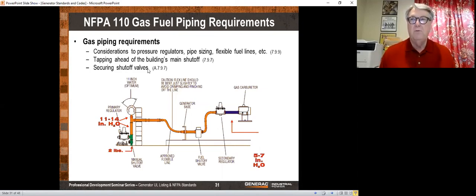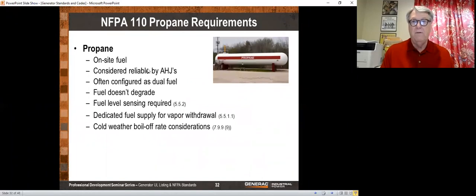Now, of course, that valve will generally be able to be padlocked in the open position or the closed position. And if you want to make sure that nobody turns it on, you want to padlock it in the closed position. But my primary concern is padlocking it in the open position. We've had a number of service calls where we go out and find out that the reason the generator doesn't run is they turned the gas valve off, and they're not very happy at that point.